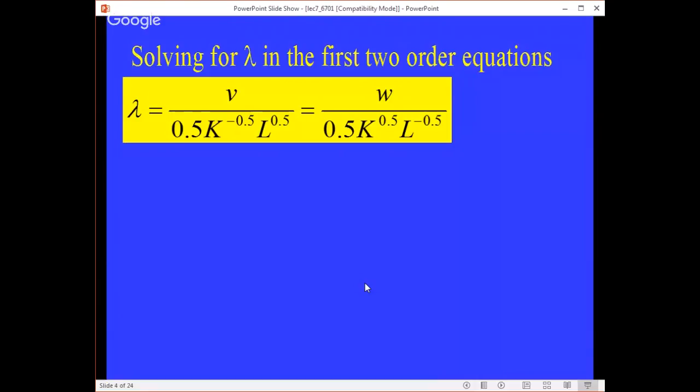Okay, now that we have solved for lambda in our first two first order conditions and set them equal to each other, what I want to do is rewrite the equation. I want the ratio of prices, where the price of capital is V and the price of labor is W. This happens to be the marginal product of capital. If I took my production function and took the derivative with respect to capital, that's my marginal product of capital. This here, I do the same thing with respect to labor.